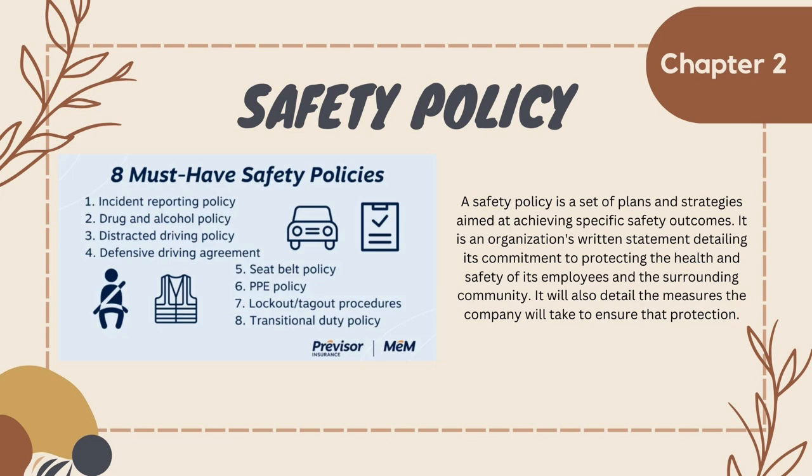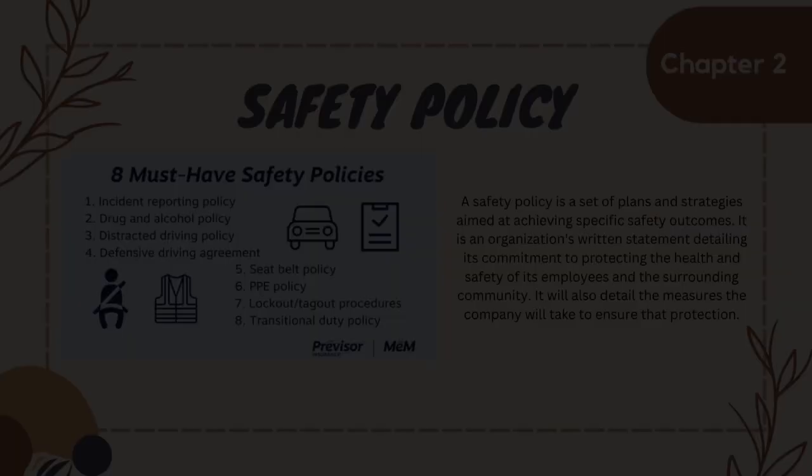Number 1, incident reporting policies. Number 2, drug and alcohol policy. Number 3, distracted driving policy. Number 4, defensive driving agreement. Number 5, seatbelt policy. Number 6, PPE policy. Number 7, lockout or tag out procedures. And lastly, transitional duty policy.